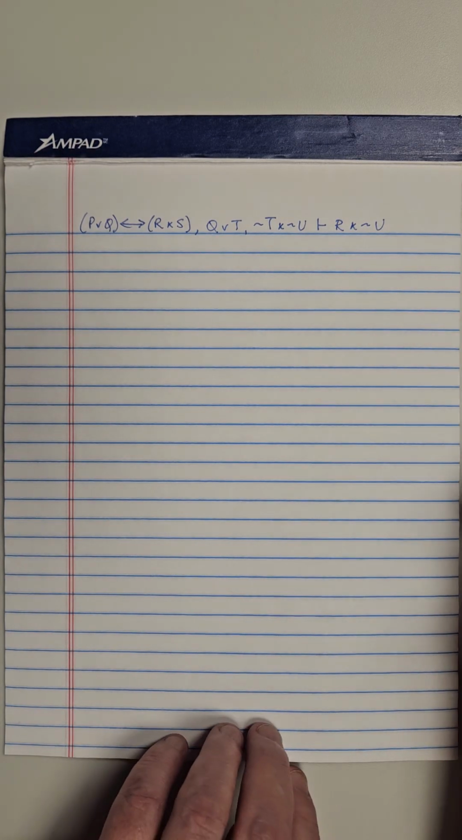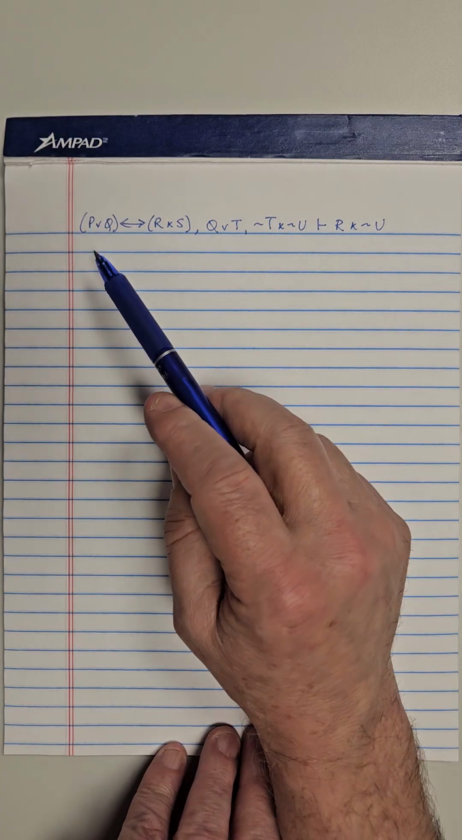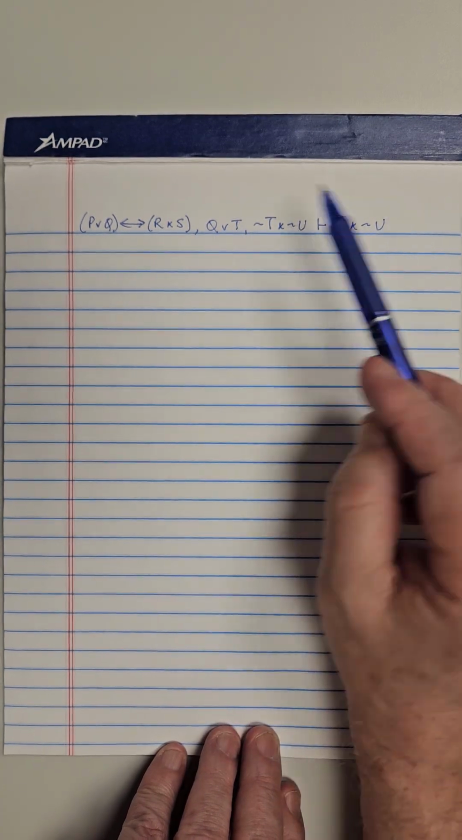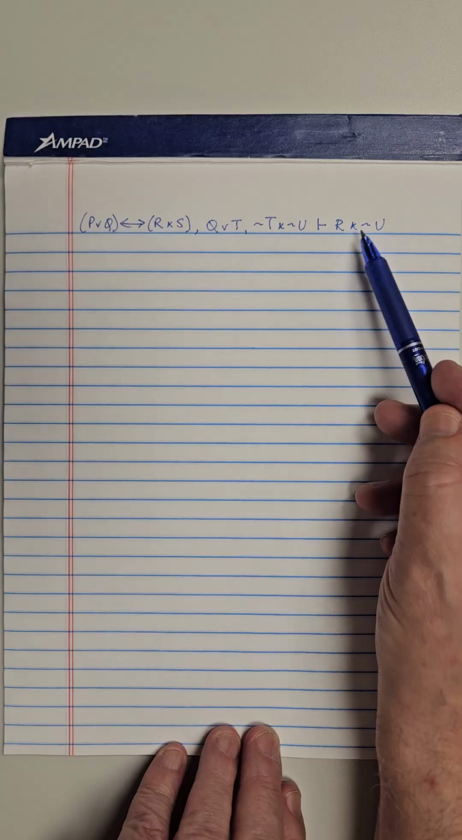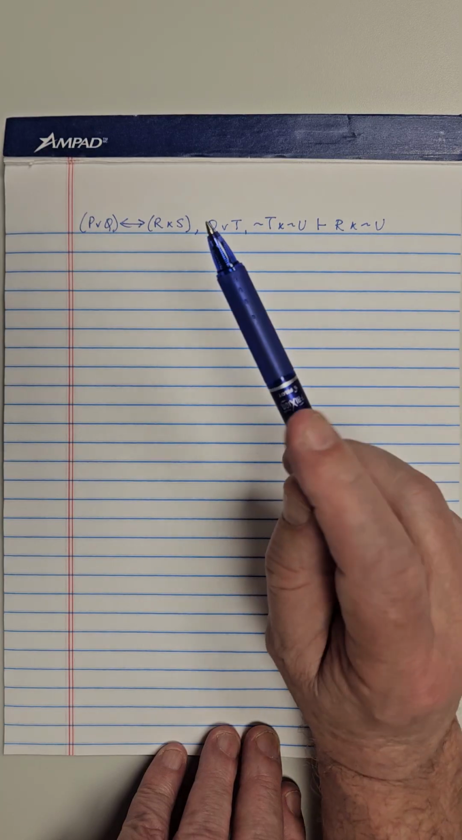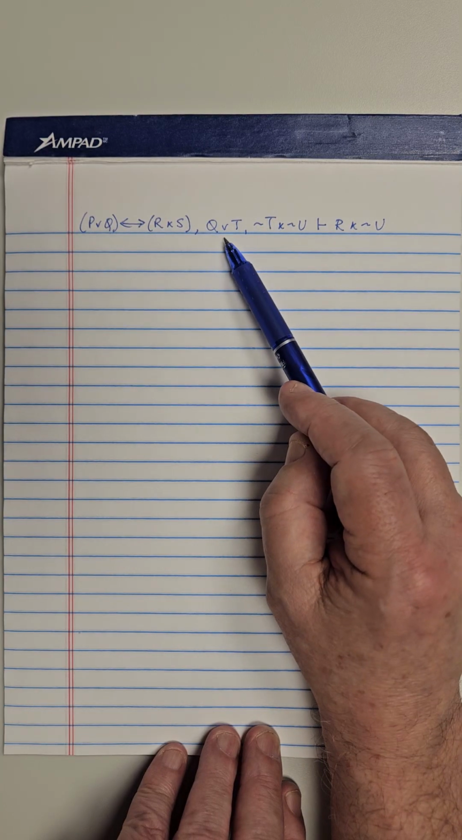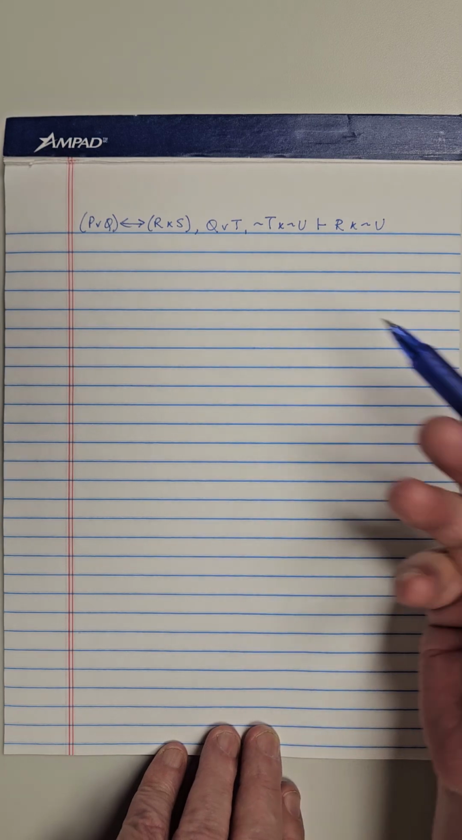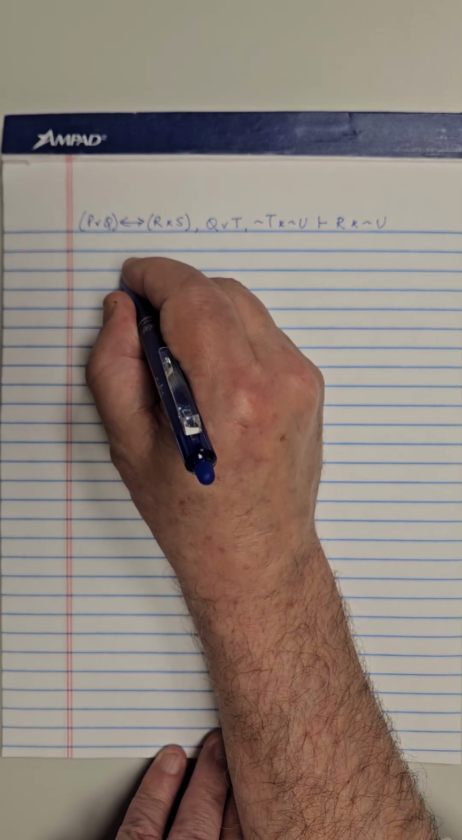So here we have another sequent, 3 premises and a conclusion. The conclusion is a conjunction, so is the third premise. Second premise, a disjunction. First premise, a biconditional.